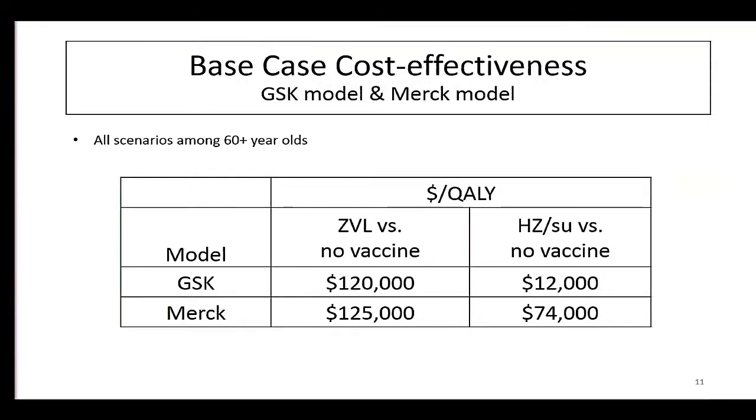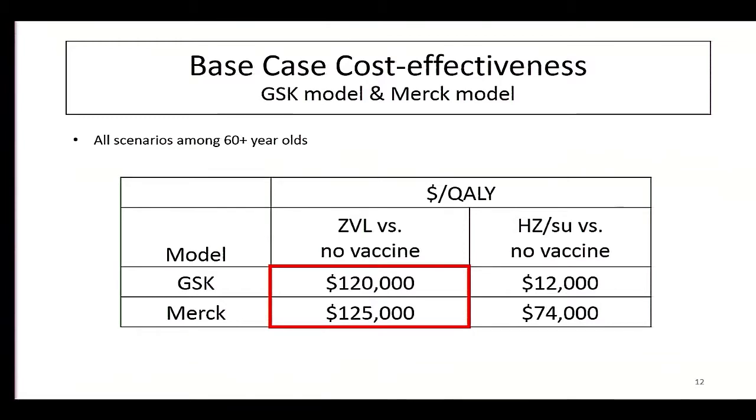So, our base case results for the cost effectiveness from these two models. We've got on the left-hand side the identification of the model, GSK and Merck. This is the live vaccine versus no vaccine scenario. And then the third column is the subunit vaccine versus no vaccine scenario.